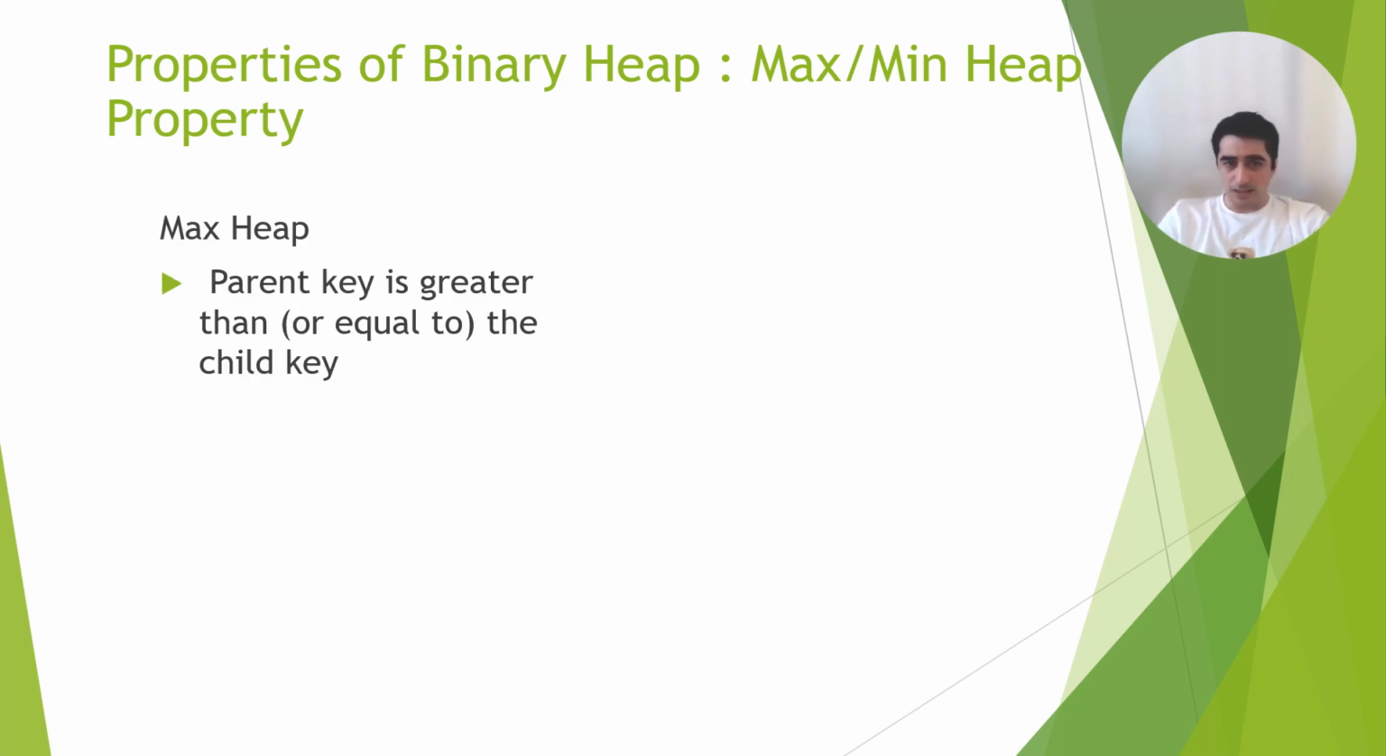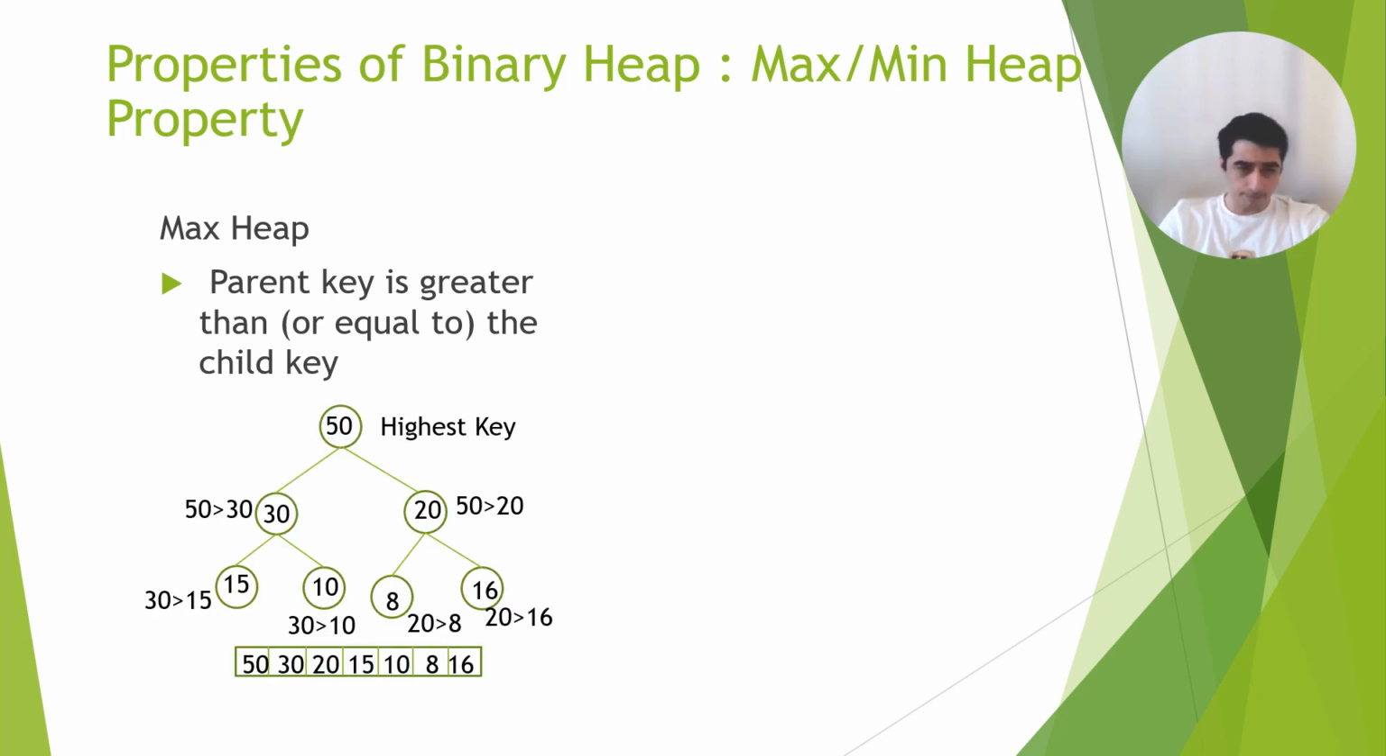Here is the max heap property. The parent node should have a greater key compared to the children, greater or equal, right? So in this case, as an example, you have a heap of size 7, so it's a complete binary heap with 7 nodes. The 3 levels are all full, and on the top you have 50, which is the key of the root, which is greater than both keys of the left and right children.